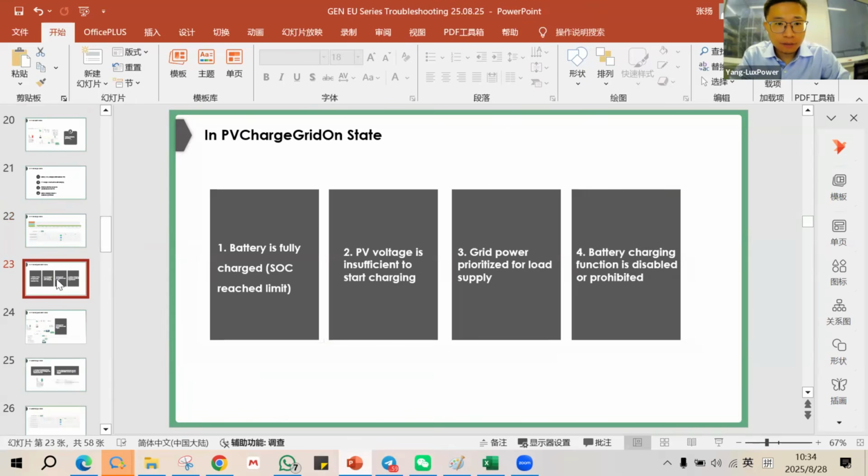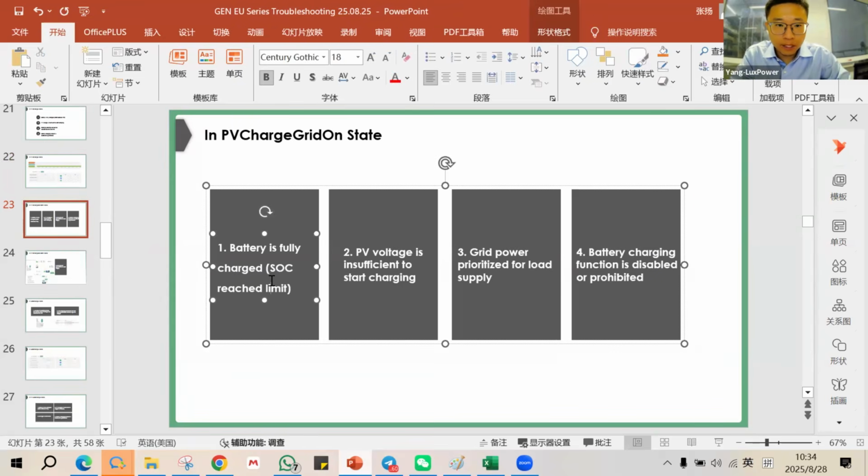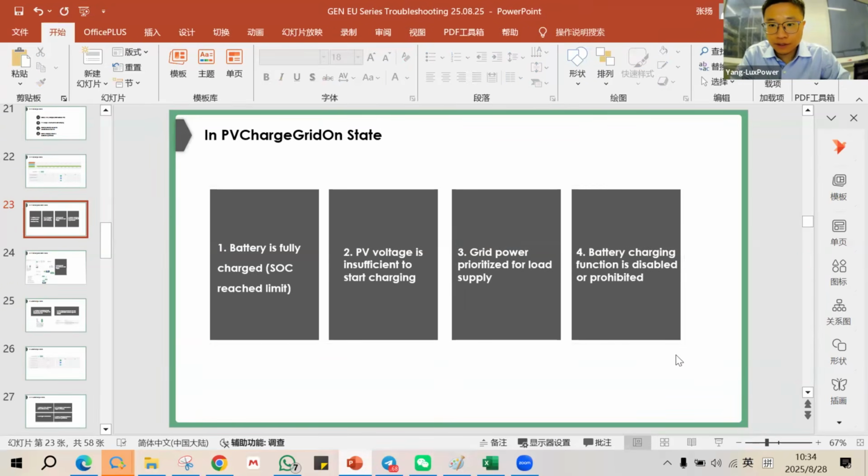And the next one is the same. Now the PV could be charging, and the grid is also on, the grid is okay, but there's still no charge from your batteries. First of all, you need to check these four things: the battery is full, the voltage is too low, the grid has problems, and it can only take the load. Well, the battery's charging function doesn't work.